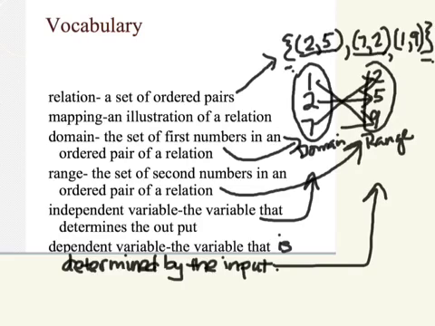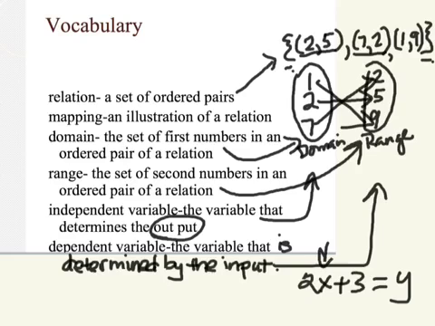However, I'd like us to look at the definition really closely so that we have a pretty good handle on what's going on. An independent variable is the variable that determines the output. The output in this case is like the answer to the question. So if I had, for example, the equation 2x + 3 = y, y is dependent on the values of x. So x is the independent variable and y is the dependent variable, because the dependent variable is dependent on the input.